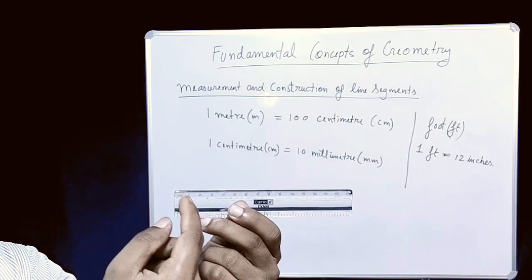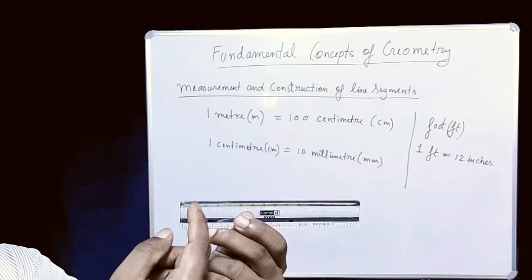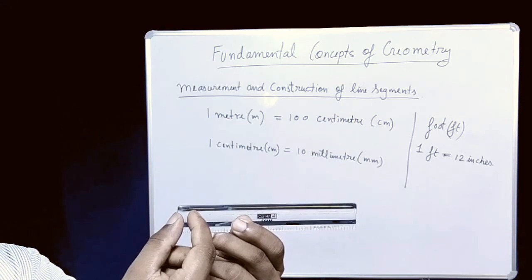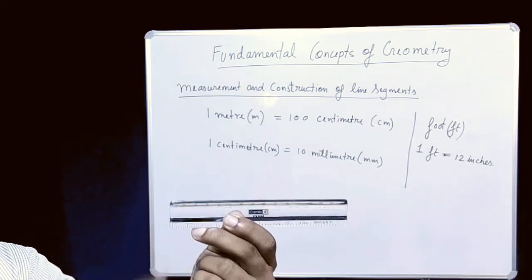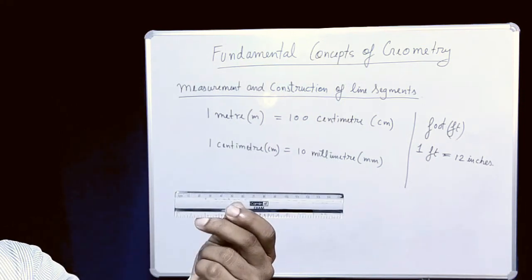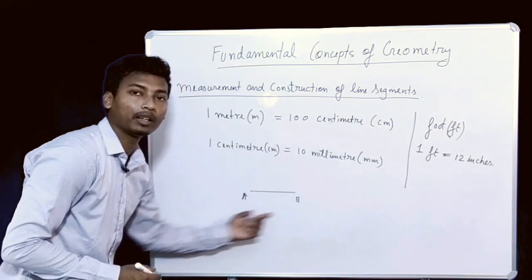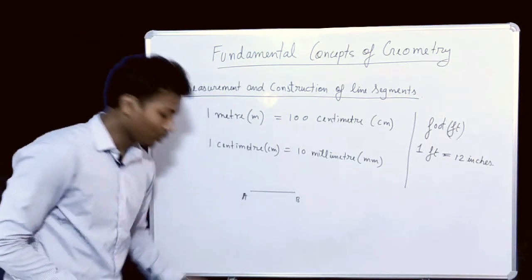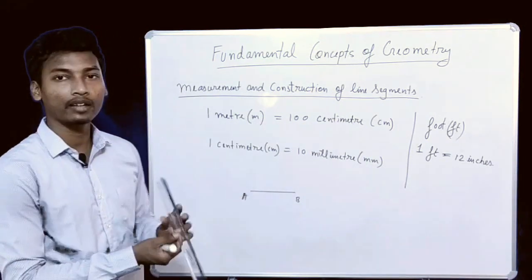This is the millimeter. So each centimeter is equal to 10 millimeter, right? So that's why you have 10 small partitions in between each centimeter. Now let's understand how, using the ruler, we'll measure a line segment. Let's find the measurement of this line segment AB. I'll be using this 30 centimeter ruler because it is a bigger line segment.